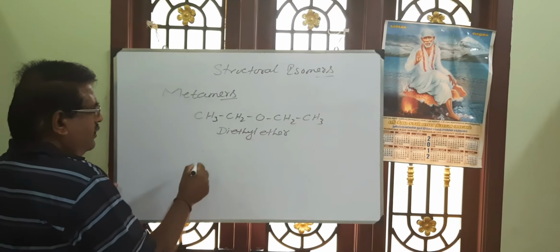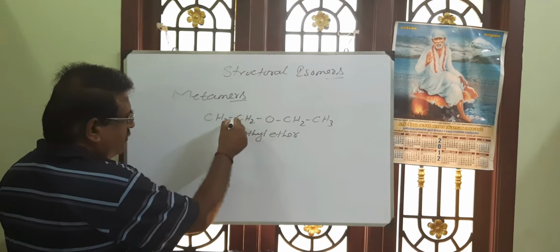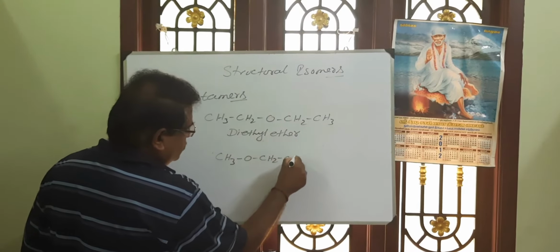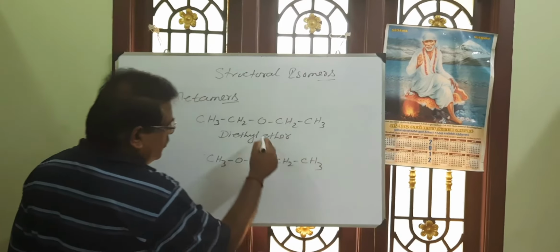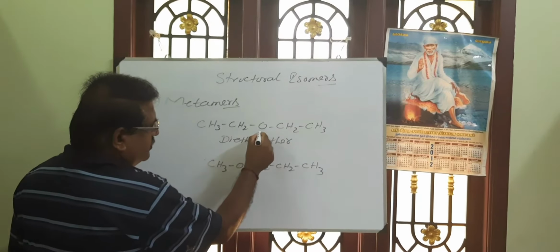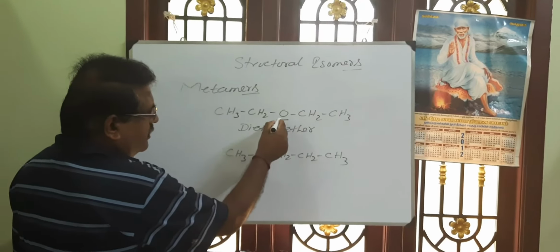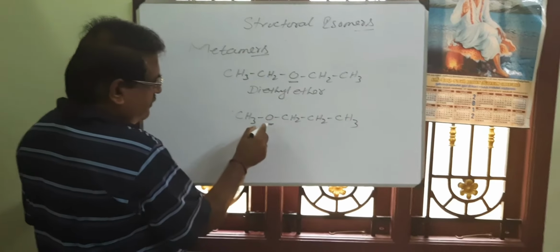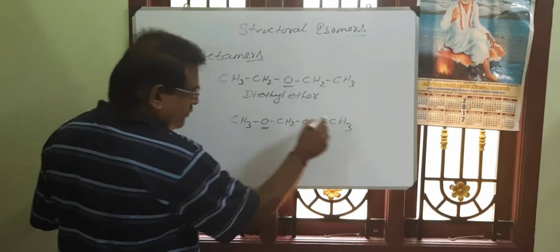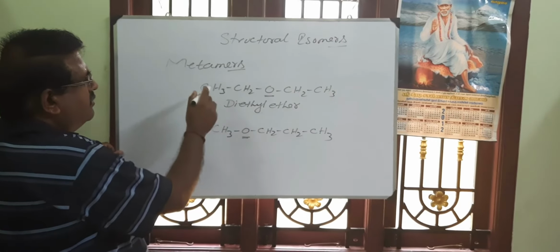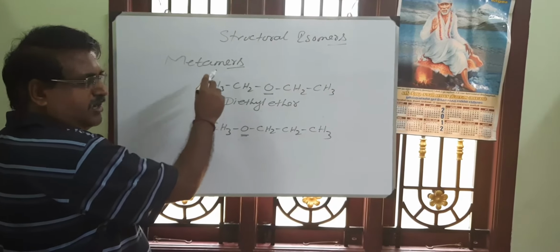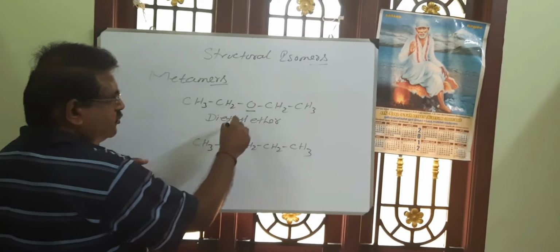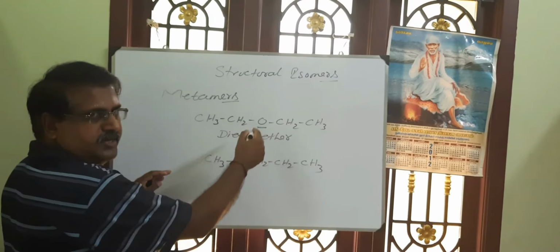Now let's see the isomer of this molecule, CH3OCH2CH2CH3. In both cases, the functional group is ether. In the first case, this side there are two carbon atoms and this side another two carbon atoms. But consider this molecule, here 1 carbon atom, here 3 carbon atoms. These types of isomers are called metamers. So in metamers, the number of carbon atoms on either side of the functional group will be different from each other.